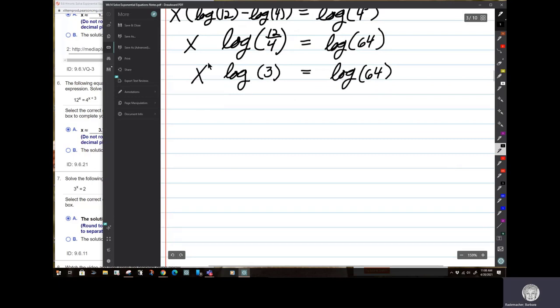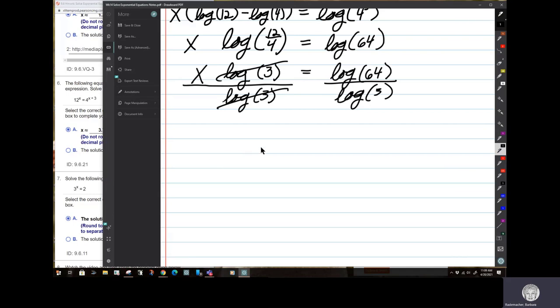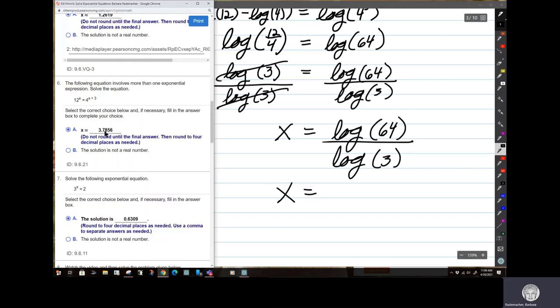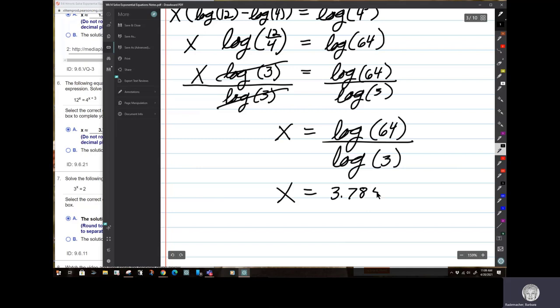Okay. So now, finally, we're at the end, almost. I'm dividing by log 3 on both sides of the equation. Boom, boom, log 3 is just a number, so I cancel it out. X equals the exact answer being log 64 divided by log 3. And the approximate answer is 3.7856.